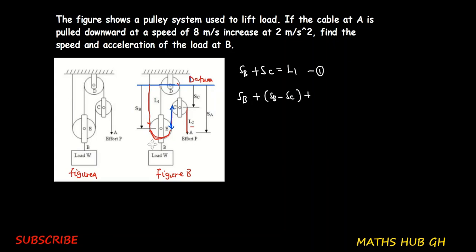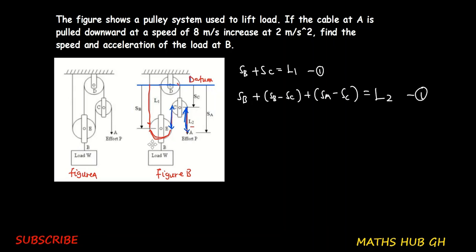And then plus the last part of the second rope, which will be this length here. To get that length, you have to subtract SC from SA. So you're going to have plus SA minus SC. This should be equal to the second length, L2. This becomes our equation 2.